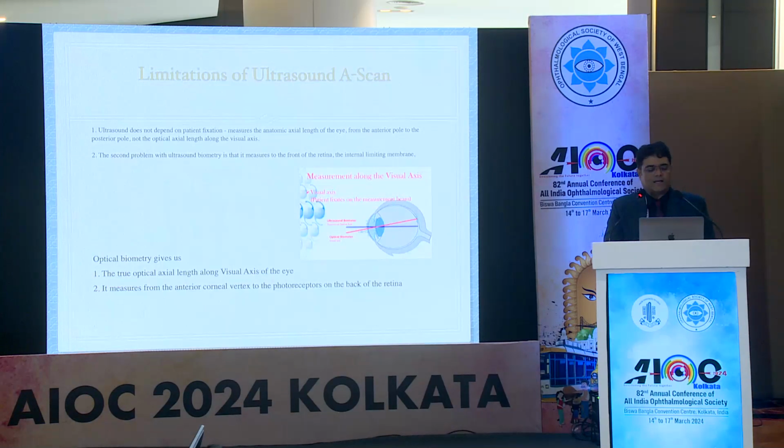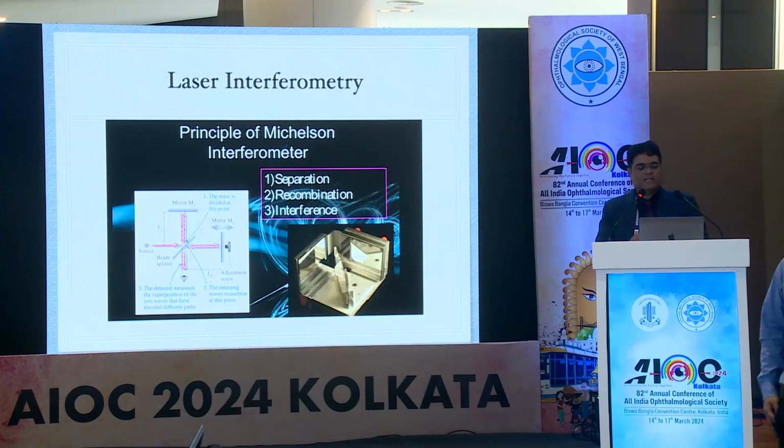The second problem is that ultrasound biometry measures till the internal limiting membrane, that is in front of the retina. But the actual measurement we need is from the RPE level, so that is what optical biometer does. Ultrasound biometers just measure till the internal limiting membrane and assume an average retinal thickness of 100 to 300 micron, and they add it and give the result. So we never have accurate results. These are the two differences where optical biometer, we all know, scores over ultrasound A-scan, and why we should all shift to optical biometers.